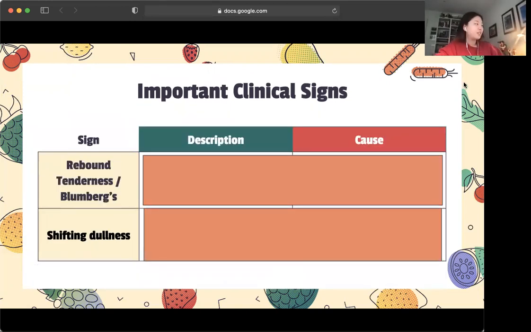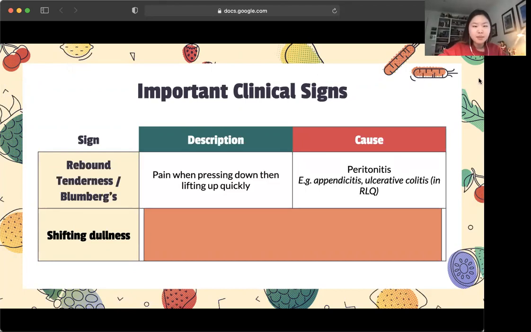Okay, last two that are important. Rebound tenderness. Yep, amazing. So peritonitis, basically there's pain. You actually have to press down and then lift up quickly. It's not just that you're doing normal palpation and you're going to get rebound tenderness. If they have severe pain, probably, but especially when you're doing your OSCEs, you have to show that you're looking for rebound tenderness. You press down, lift up really quickly.